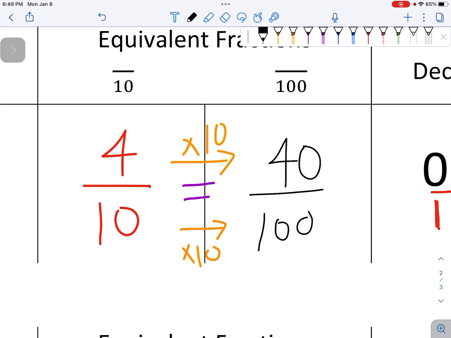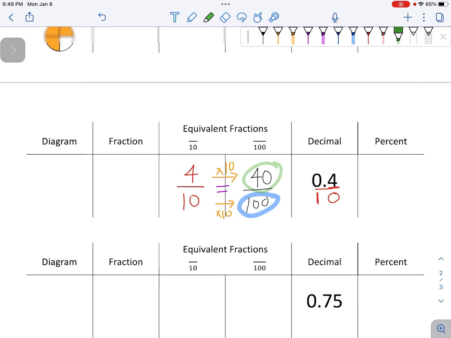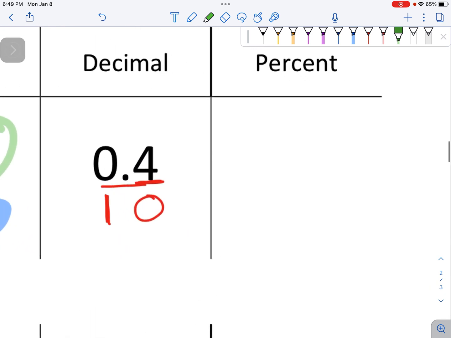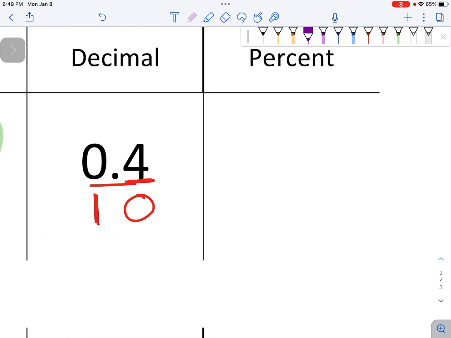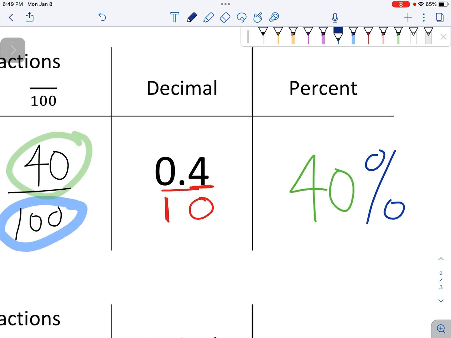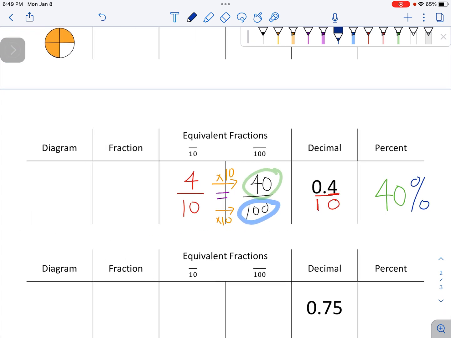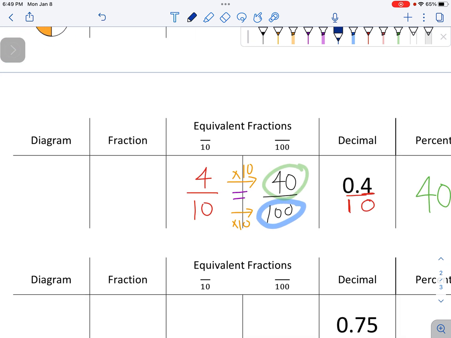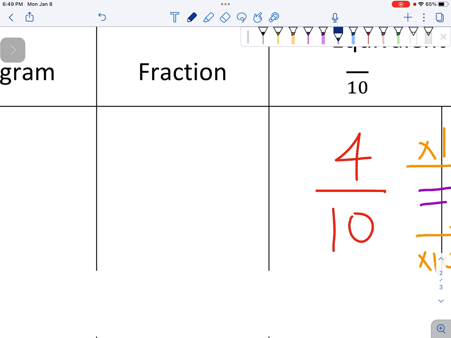Now, I have the fraction with 100 on the bottom, so there's the percent sign. The number on top, 40, is the number in front of the percent sign. So we'll write 40, grab green for that, 40, and then the percent sign. Okay, we're getting really close. Now we're going to go backwards and try to make this fraction look smaller.